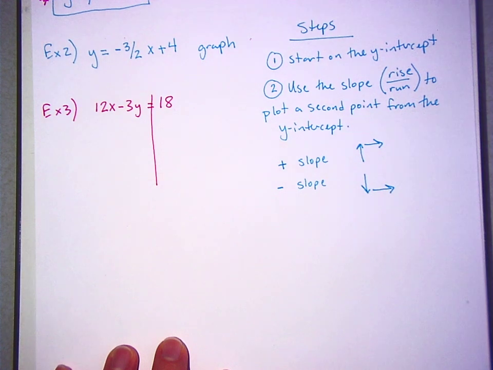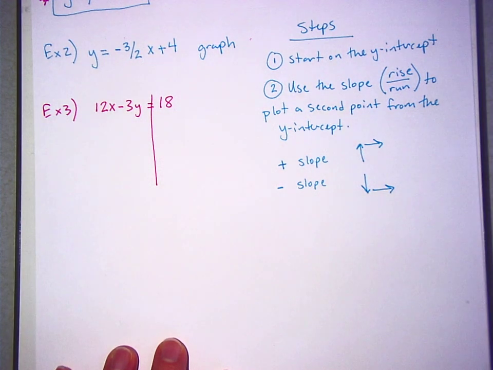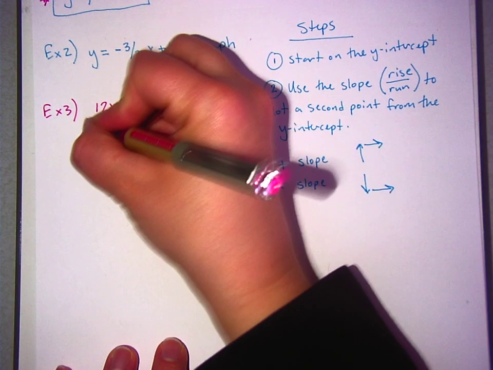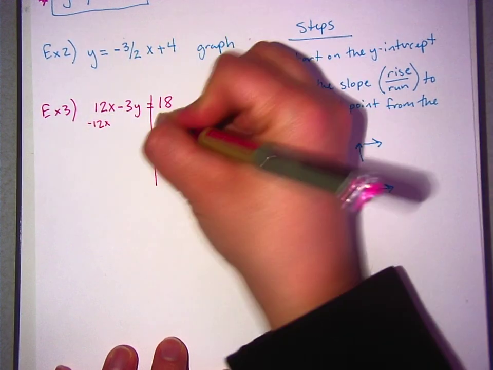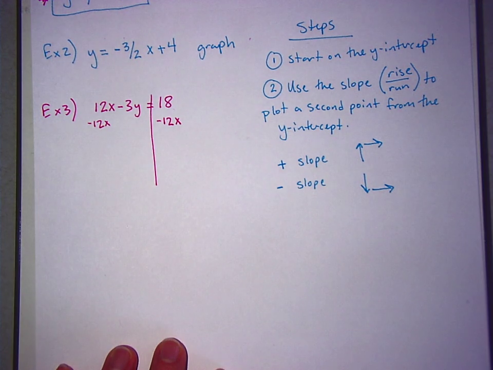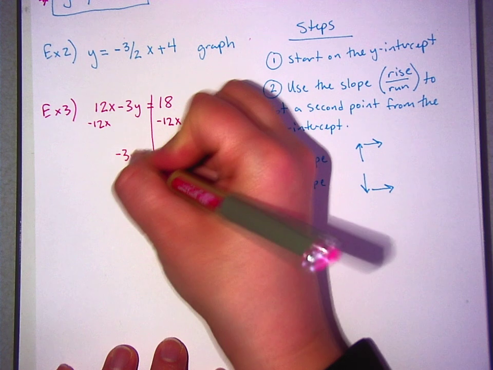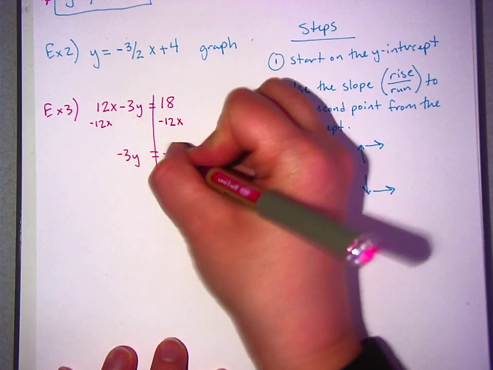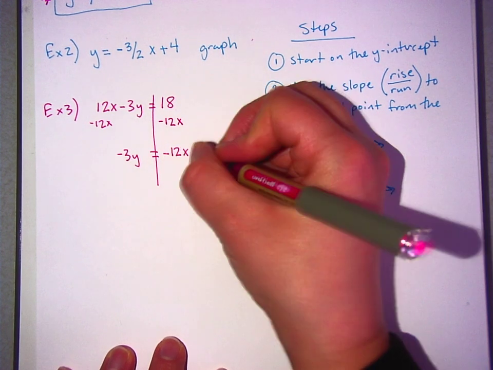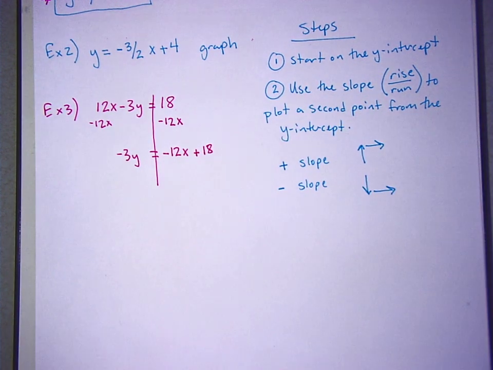What do we do? Let's move things away from y. You subtract 12. All right, I'm going to subtract 12x. Can I combine 18 and 12x? No. All right, so I'm going to write negative 3y equals, and you tell me why I'm doing this. Why do you think I'm writing negative 12x in front of 18 instead of behind it?